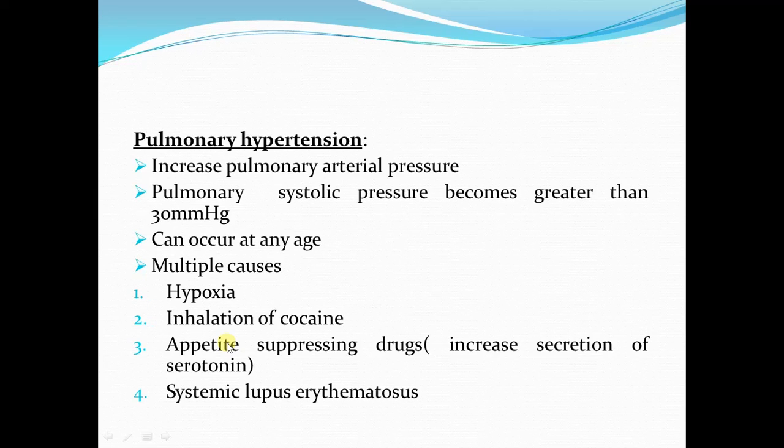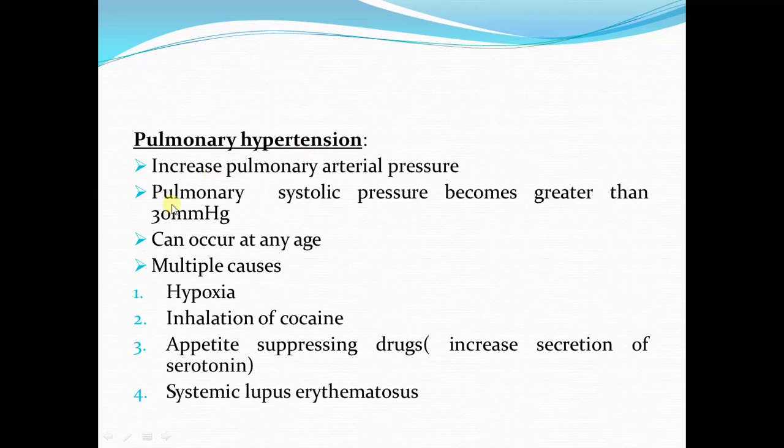Now the last topic that we are going to discuss is pulmonary hypertension. Pulmonary hypertension is increase in pulmonary arterial pressure. When we say that a person has pulmonary hypertension, if the systolic blood pressure becomes greater than 30 millimeter of mercury, then the person is said to have pulmonary hypertension. In the last lecture, we learned that normal pulmonary systolic blood pressure is 25 millimeter of mercury. So if it becomes greater than 30 millimeter of mercury, it is said to be pulmonary hypertension.